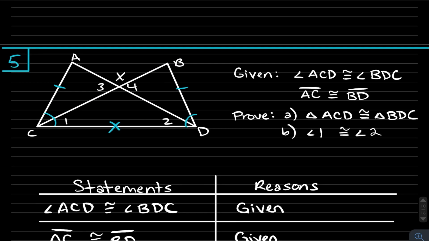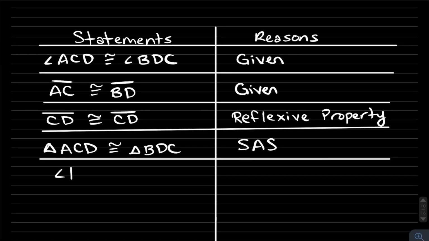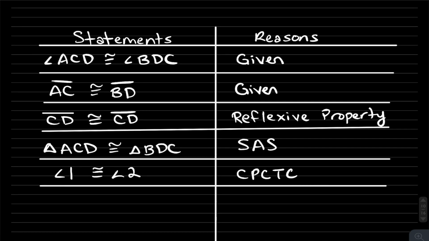Remember that angle 1 and angle 2 are part of these two triangles. Angle 2 is this part of the triangle, and angle 1 is this part of the triangle. Because congruent parts of congruent triangles are congruent, we know that these two things have to also be congruent. So we write that angle 1 is congruent to angle 2 because of CPCTC. Okay, so hopefully that makes sense.